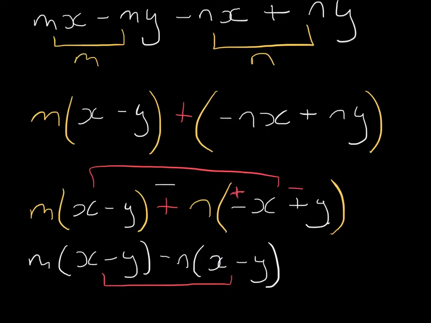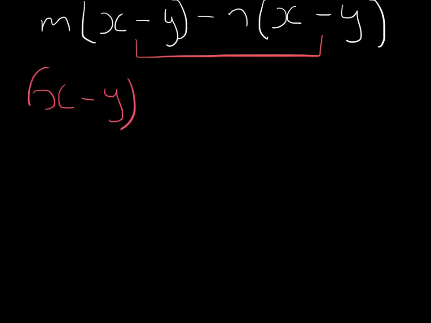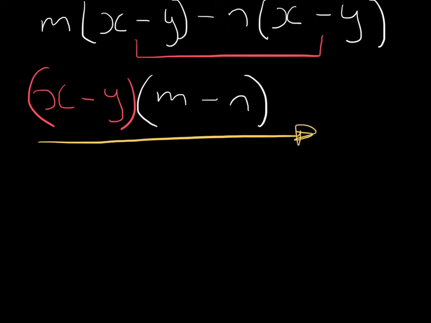So what we've done is we've ended up with m into x minus y, minus n into x minus y. And we said that this x minus y was our common bracket. So what do we do with common factors? We put them in the front and we leave what's left over. So in this case it would be an m and a minus n. So we'll have m minus n. And that, ladies and gentlemen, is your factorized polynomial using grouping.